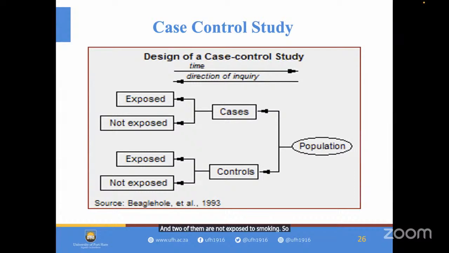So there might be other factors that might be linked to lung cancer. That is why we say that with case control, you can actually assess many exposures that can be linked to a particular disease. And also coming to the control, there are those who are exposed to smoking, but they don't have lung cancer. And there are also those who are not exposed to smoking, and they still don't have lung cancer.